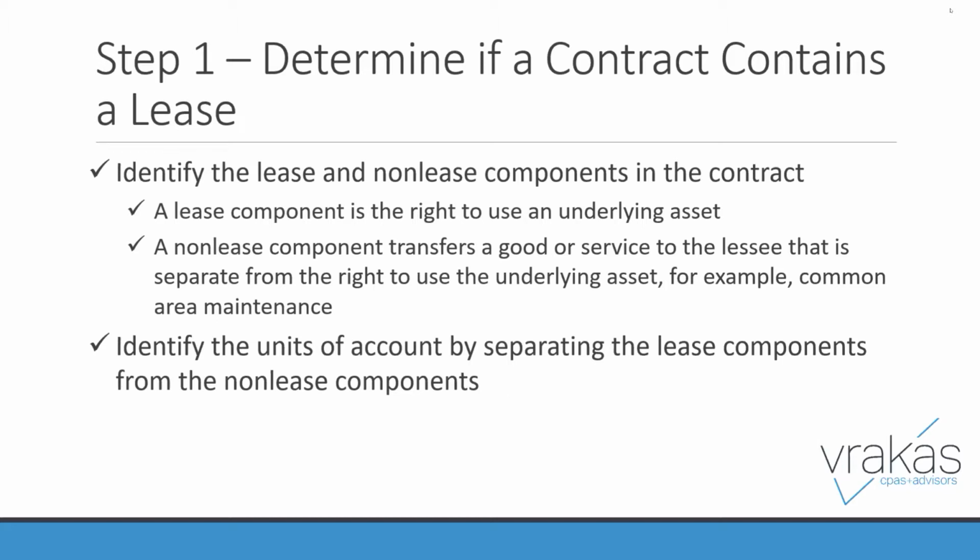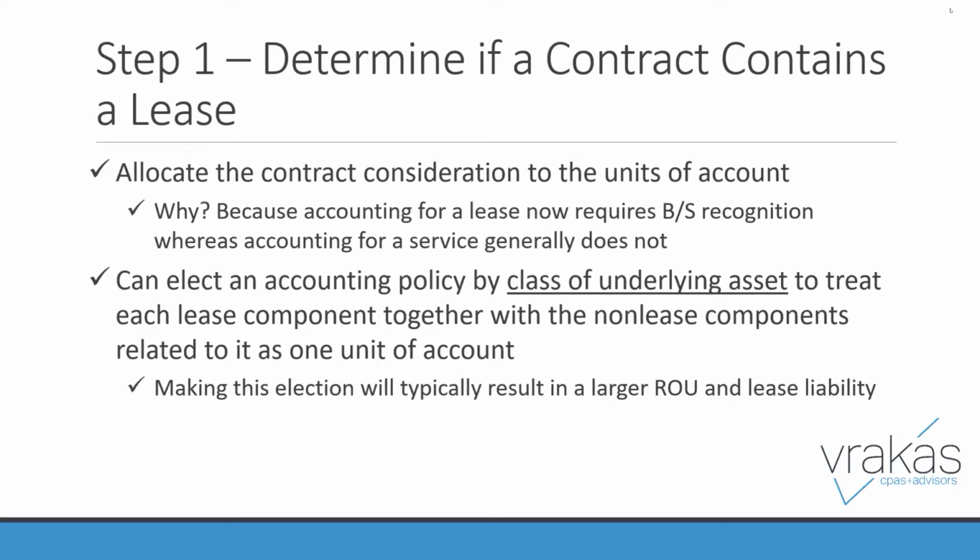So in the example of an office space lease, a lot of times you also get common area maintenance along with the rental of the space. So the lease component is the office space, the space part, and the non-lease component is the common area maintenance part. Under this new standard, you would identify those two units of account, or those two parts of the contract, and then you would allocate the contract consideration between those two components. Why? Because now the lease part of your contract is going to be recorded on the balance sheet, whereas that service part of your contract, the maintenance, is typically going to be expense.